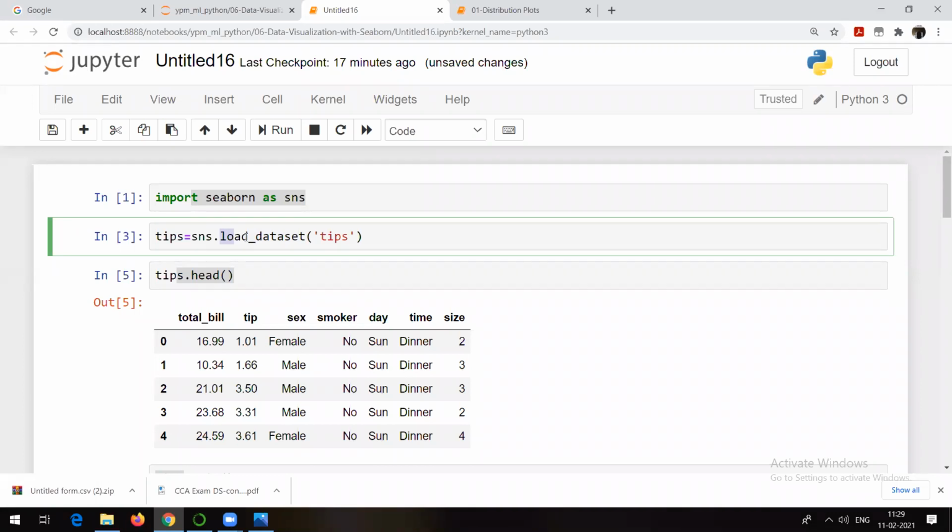Maybe it takes some time, depends on the memory of your machine, right? Are you able to see load underscore dataset? Yes. Now in this parenthesis, just type tips in single quote. Type tips in single quote. You should be able to see the dataset.